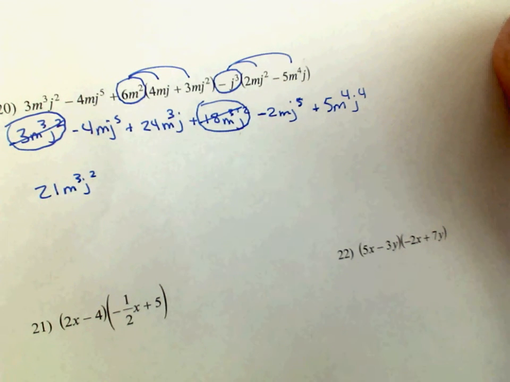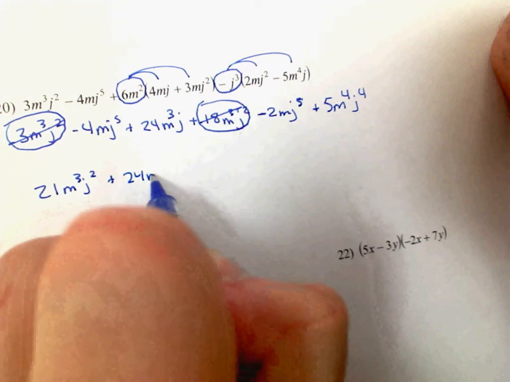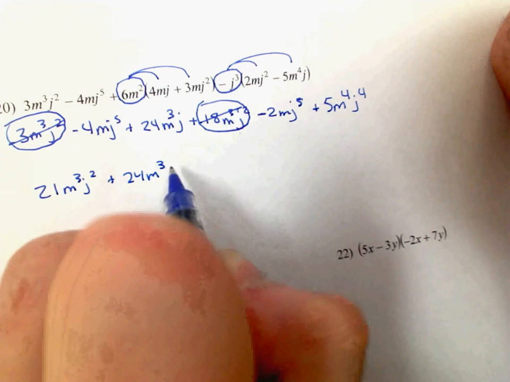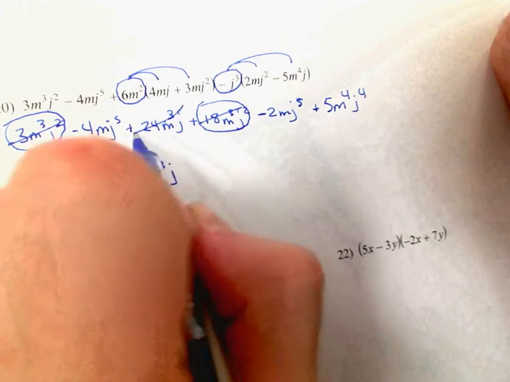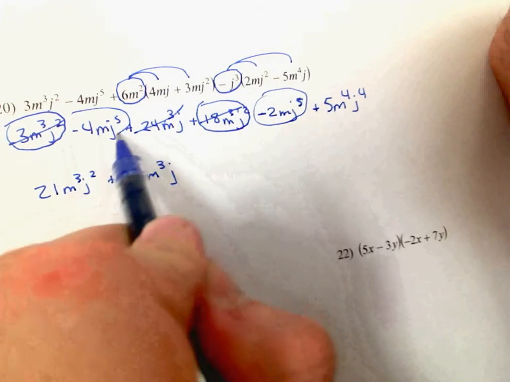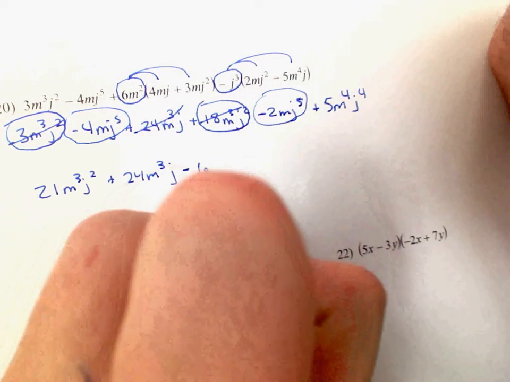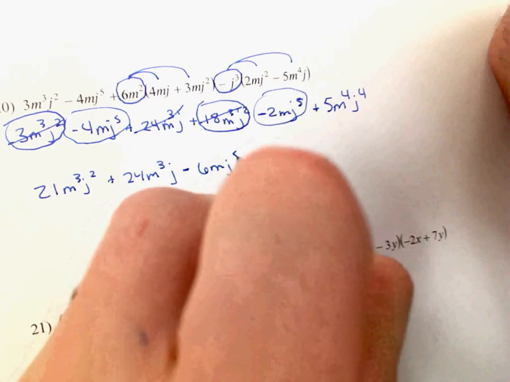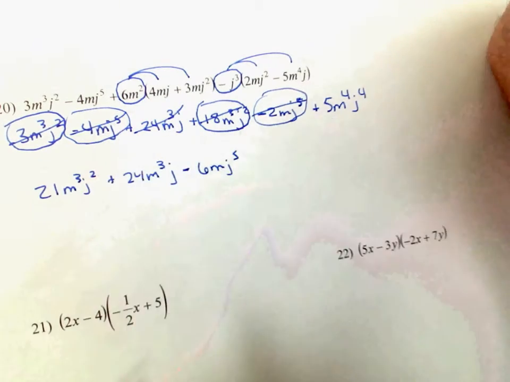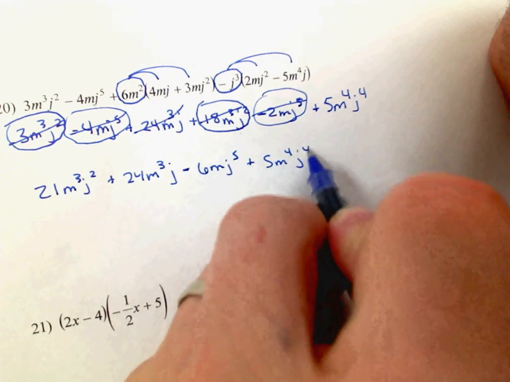I see an m to the third j to the first. I only see one of those. I see mj to the fifth. I see 2 mj to the fifths. So minus 4 minus 2 would be minus 6. And I see just a m4j4 at the end there, so I'll put that one at the end.